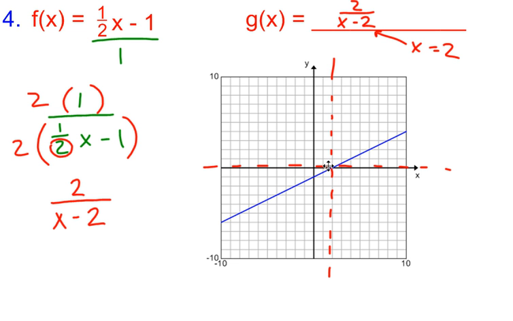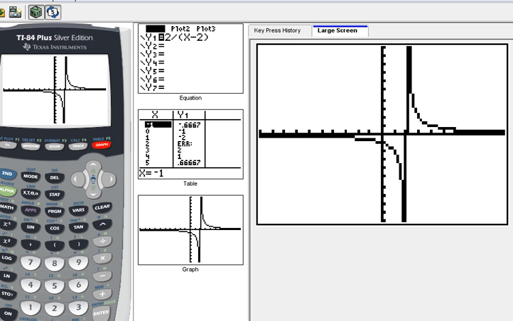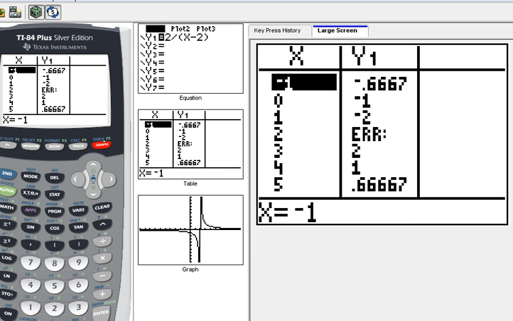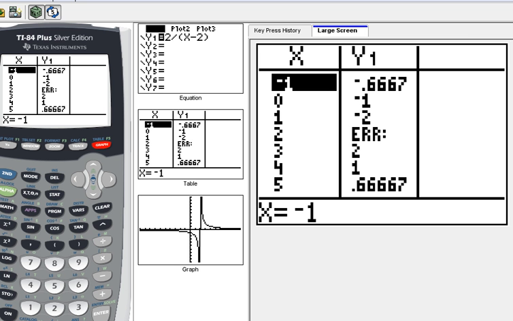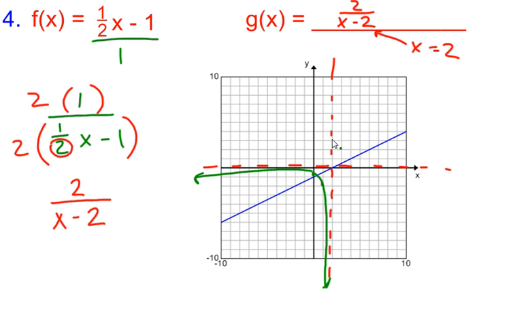There we go. And then I go back to my calculator and I look at that table to find some values I can plot. 0, negative 1, and 1, negative 2. I can definitely plot those. There's a little sketch. Looks good. Next one then would be 3, 2, and 4, 1.